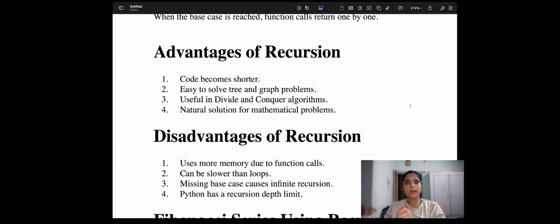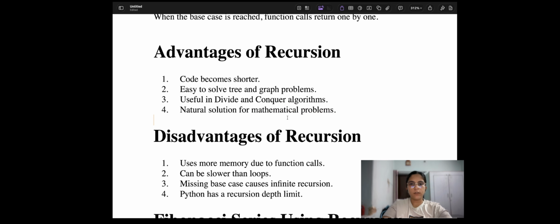What are the advantages of recursion? Is there any advantage of using recursion? Yes, now we are going to discuss this. Codes become shorter. Easy to solve tree and graph problems. Useful in divide and conquer algorithms. Natural solution for mathematical problems. I'm also going to discuss mathematical problems.